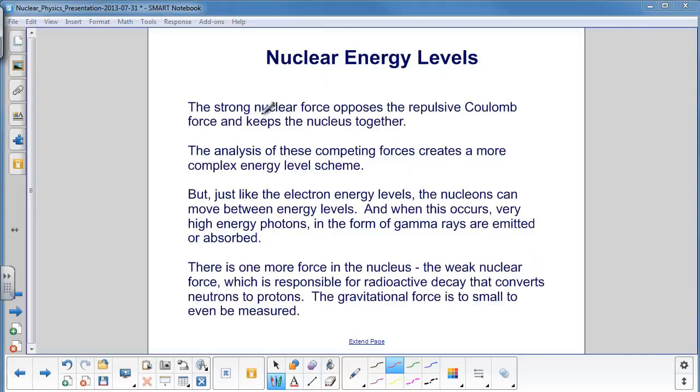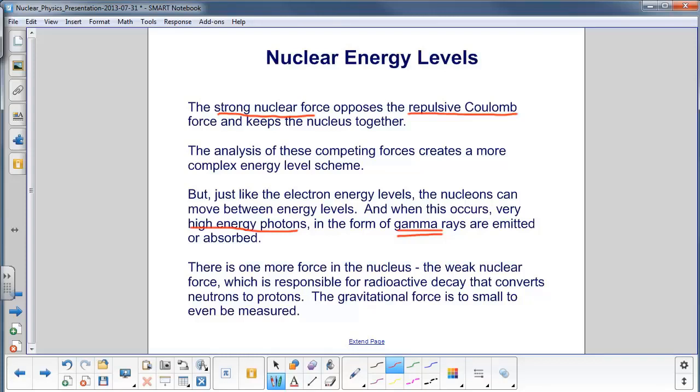Summarizing, we have the strong nuclear force, which will oppose the repulsive Coulomb electromagnetic force and will keep the nucleus together. The analysis of these competing forces creates a more complex energy level scheme. However, just like the electron energy levels, the nucleons can move between these energy levels. Nucleons meaning the protons and the neutrons. And when this occurs, very, very high energy photons in the form of gamma rays are emitted or absorbed. This is the most energetic form of electromagnetic radiation.